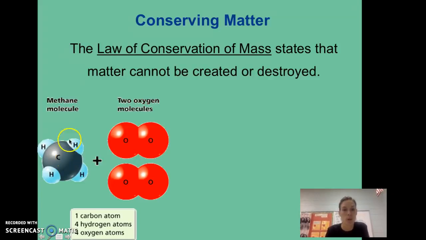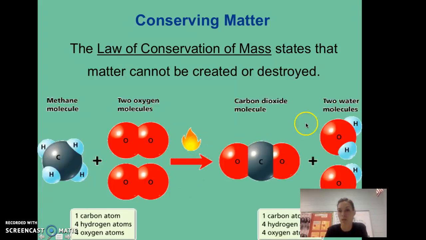So let's look at this example. We've got methane, which has 1 carbon and 4 hydrogens, and then we have 2 oxygen molecules, and remember oxygen travels in pairs, so we have 4 total oxygen atoms, right? They're applying some heat, is what they're showing us here, and so it yields carbon dioxide and water. Carbon dioxide is 1 carbon, 2 oxygens. 2 water molecules is going to be 2 H2Os, right? 2 Mickey Mouse, right?